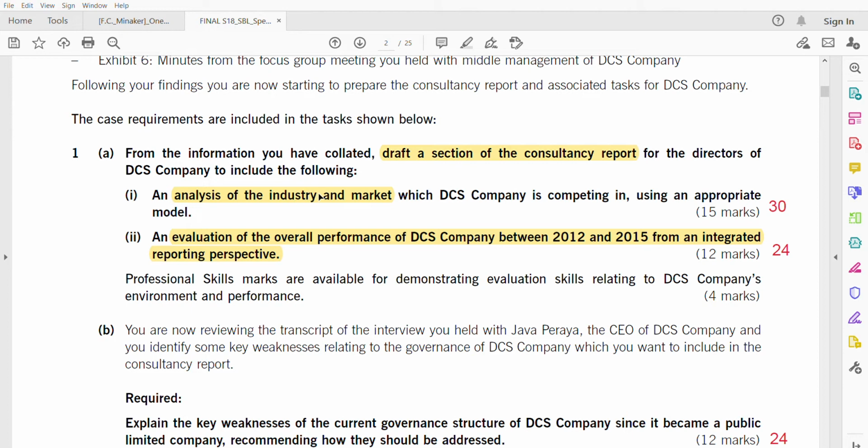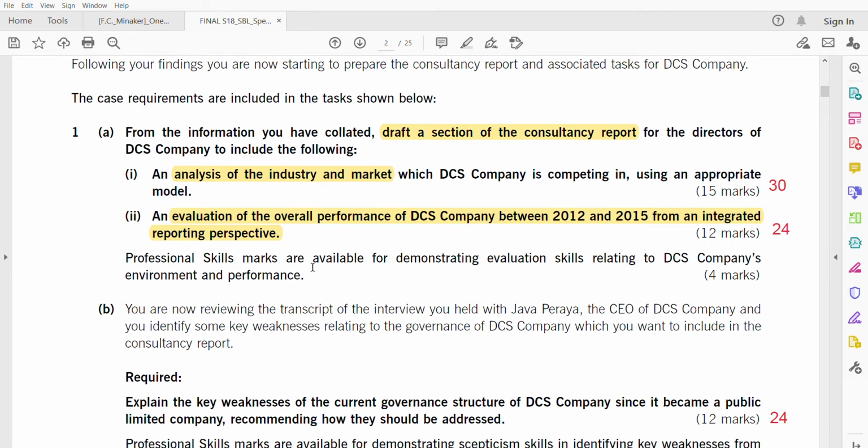They are talking about the 6 capitals. Make sure you know the 6 capitals in integrated reporting. You have to know it. There's no option of should I know it? Is it compulsory? Nothing like that. You have to know it. It's a must.